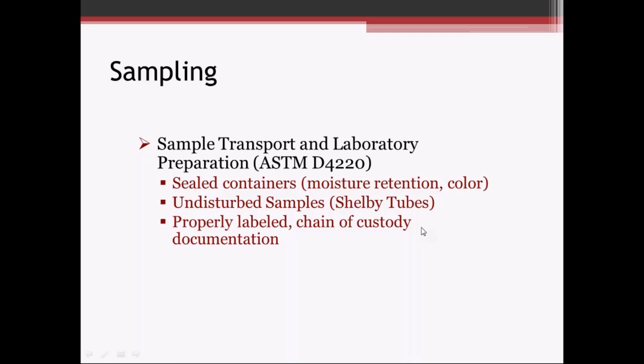So sample transport procedures are covered in ASTM D4220. We want to make sure we have sealed containers. We need to preserve the moisture content.